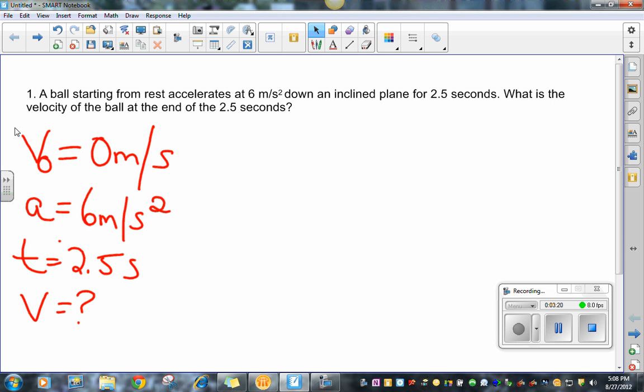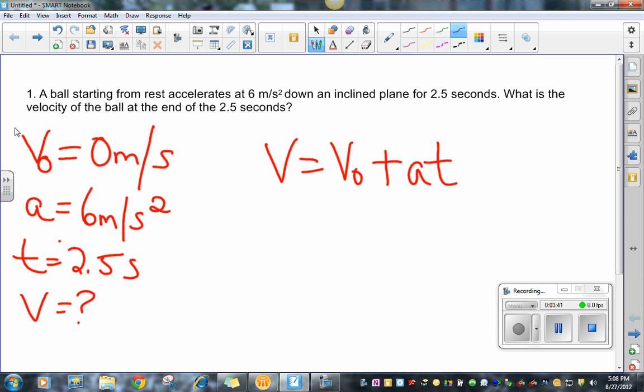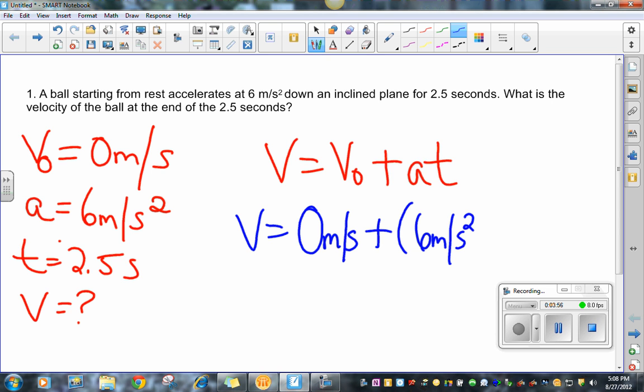So if you look at your formula sheet, you've got a formula that has v naught in it. It has a, t, and v. Wow, and it's in order. If you look at your formula sheet, it's v equals v naught plus a times t. So what we want to do now is plug in the variables that we have and what we don't have. So we don't know v. That's what we're trying to find. We know v naught is 0 meters per second plus the a, 6 meters per second squared, times the time, which is 2.5 seconds.